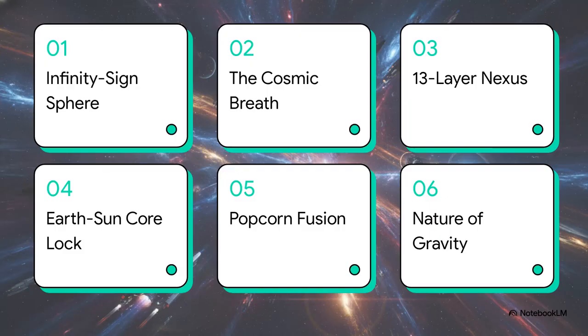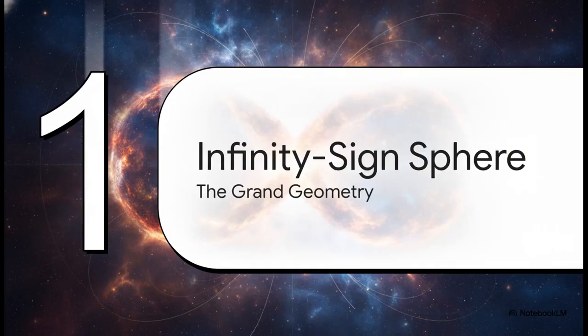Today we're going to break this geometry down step by step. The infinity sign sphere, the 7426 cosmic breath, the 13-layer nexus, the Earth-Sun core lock, popcorn fusion, and finally, the true nature of gravity. Okay, let's start with part 1, the grand geometry and the infinity sign sphere.